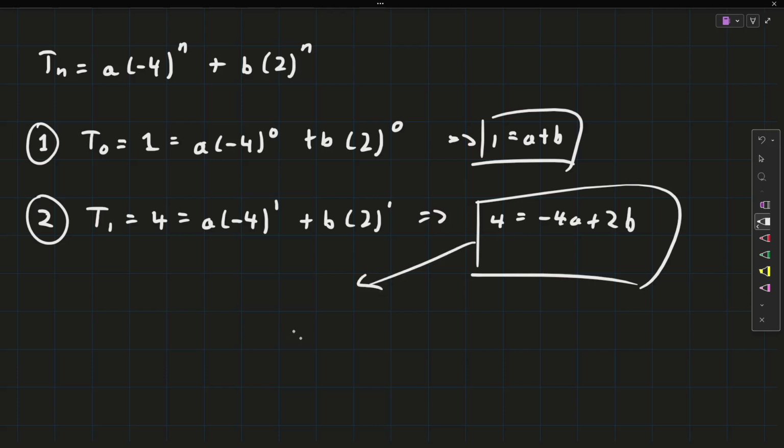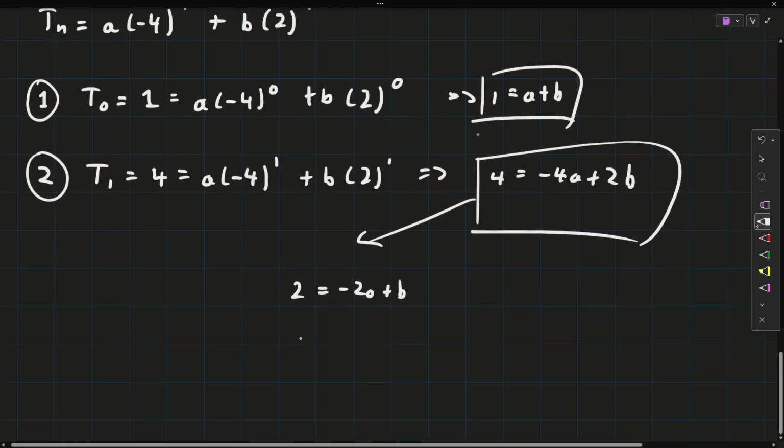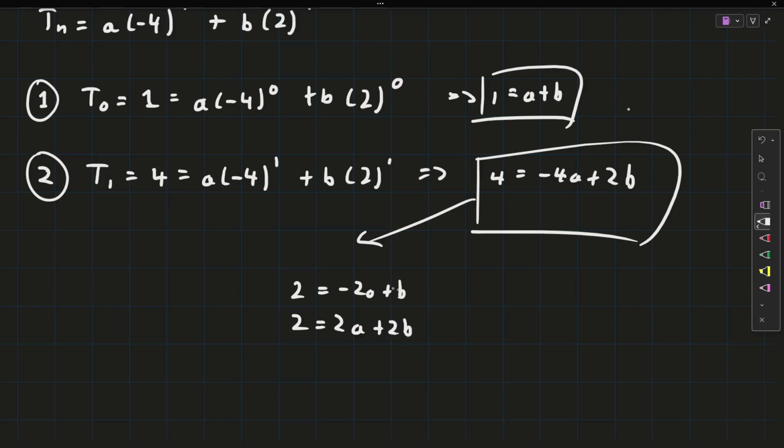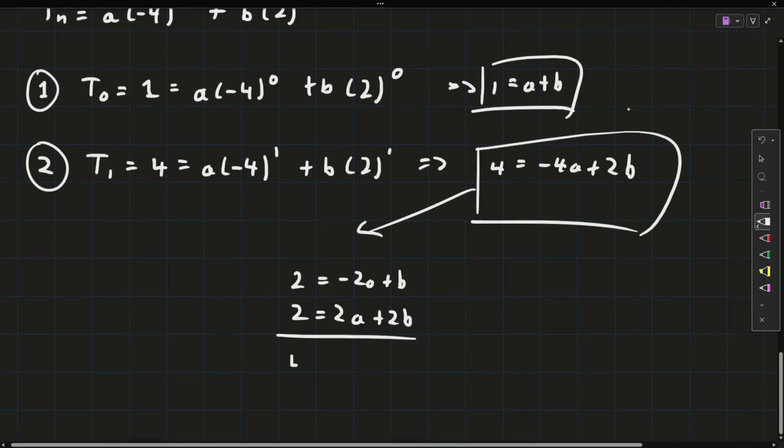I can divide this one by 2, so that 2 is equal to minus 2a plus b, and I can line the other one underneath. I'm going to multiply this equation by 2, and say that 2 is equal to 2a plus 2b. Again, that's just so that we can cancel these out. Say that 4 is equal to 3b. This means that b is equal to 4 over 3.